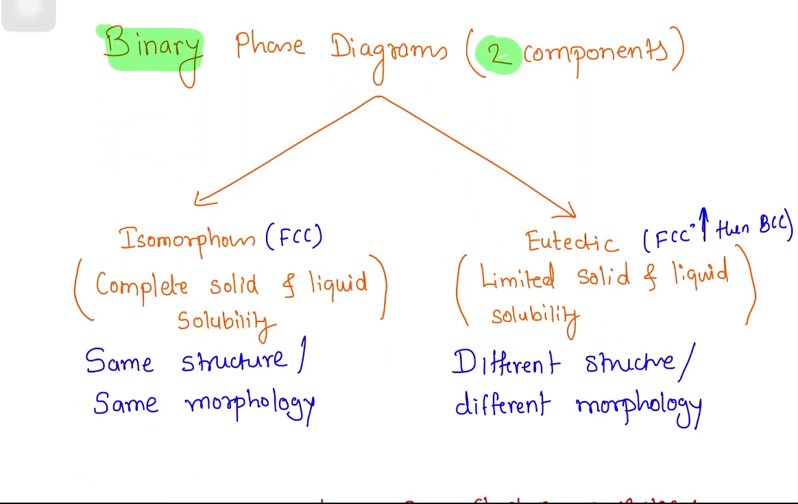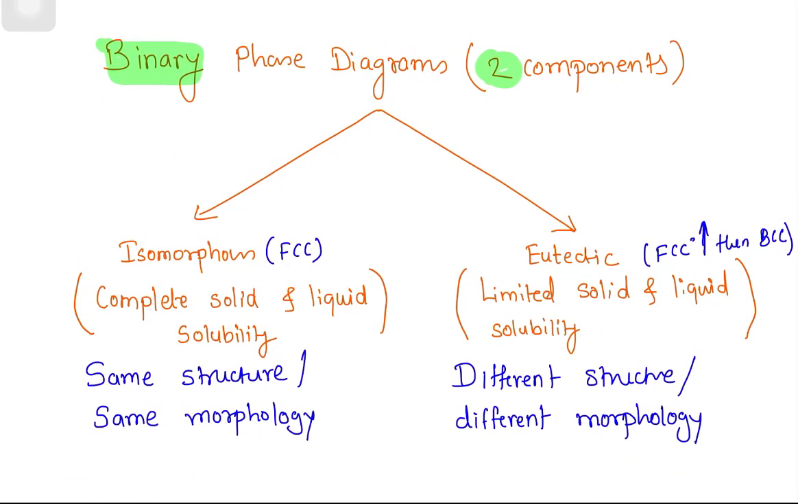So here we will see the binary phase diagram. Binary means it has two components. In this we will see two types of phase diagram. One is called the isomorphous phase diagram and one is called the eutectic phase diagram. Isomorphous means there is a complete solid and liquid solubility and it will have the same structure and same morphology throughout the concentration, from 100% to 0% of one element and from 0% to 100% of another element. So if I have an FCC structure for the parent material, after solid solution or after alloying it will retain the structure, that we call isomorphous.